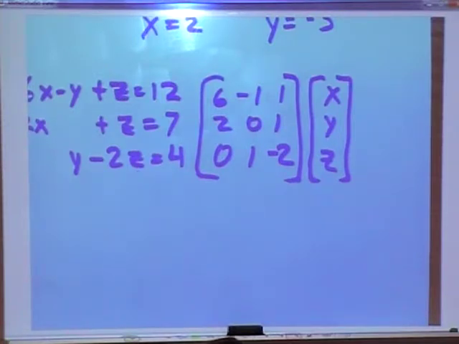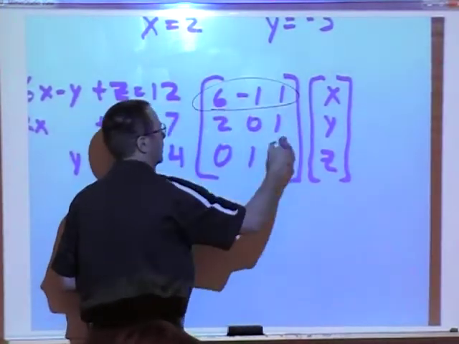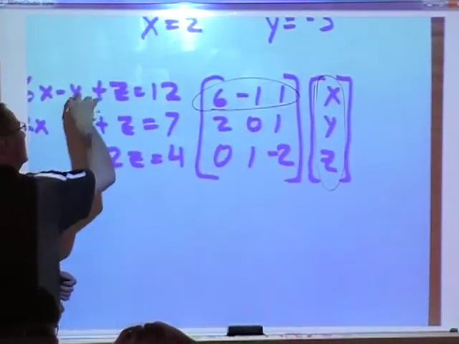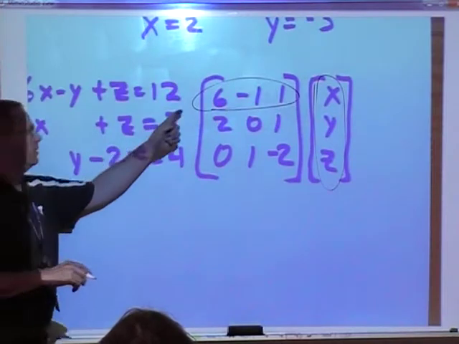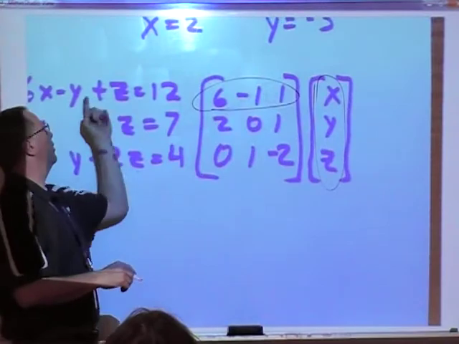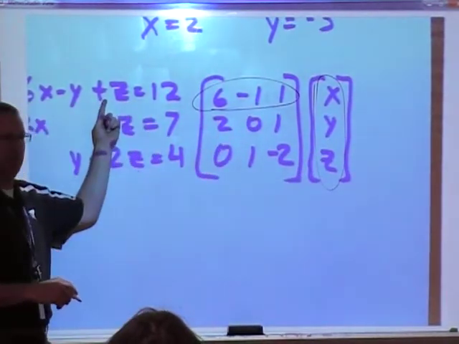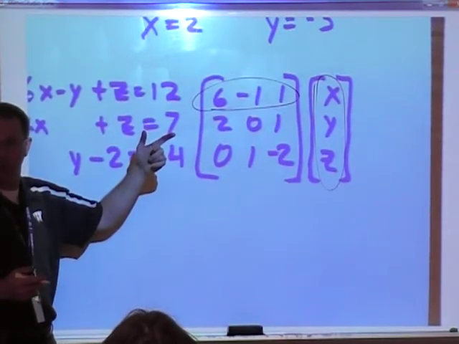Now, how do we do multiplication again? Row 1 times column 1. Row 1 times this column. Well, if I take this row times that column, don't I get that first equation? 6x plus negative y, or minus y, plus 1z. Right? And what's that supposed to equal?